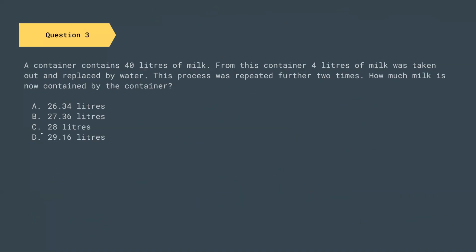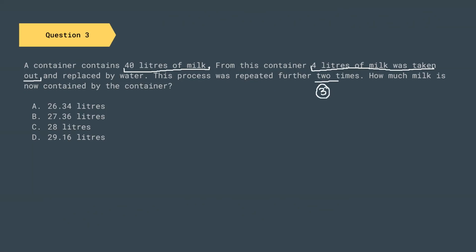So this is again a question of your percentage, mixture, allegation, and everything together. A container contains 40 liter of milk. From this container, 4 liter of milk was taken out and was replaced by water. We contain 40 liter of milk, and out of this 40 liter, 4 liter of milk was taken out and replaced by water. This process was repeated 2 times. So in total, the process was done 3 times.